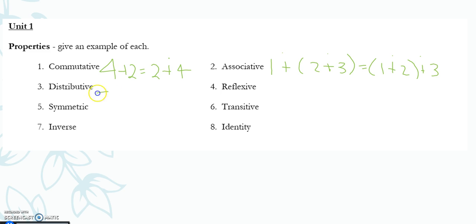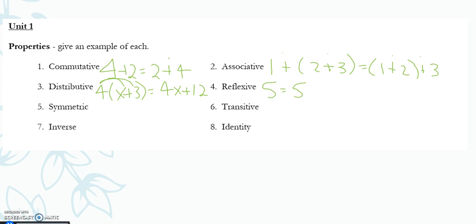Distributive means I can take a number that's on the outside of a parentheses or a variable and then distribute it to both things on the inside, and that would give me 4x plus 12. Reflexive just means that anything equals itself, so like 5 equals 5.